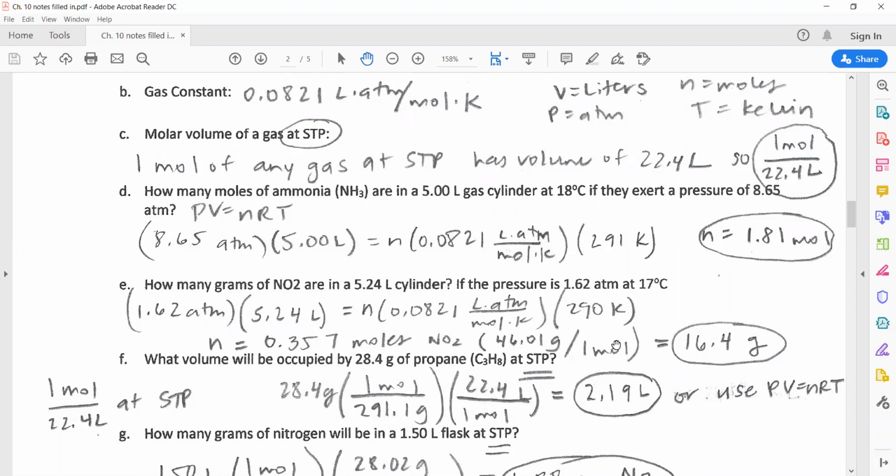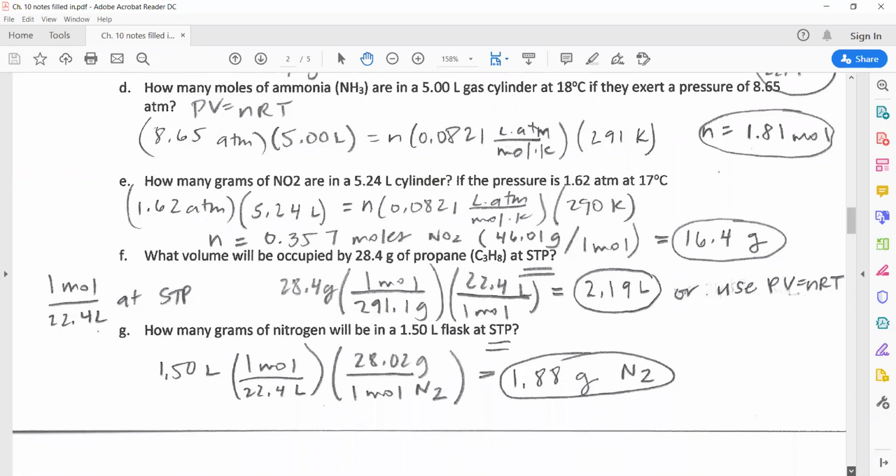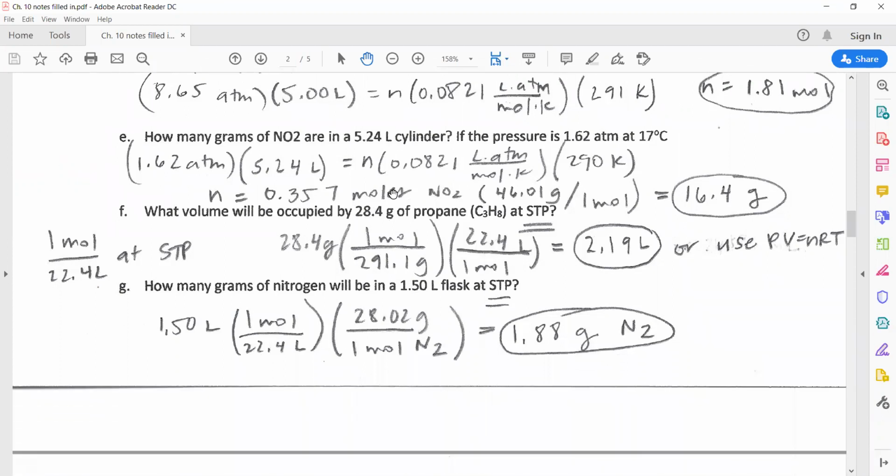So hopefully you can tell here moles are canceling because they are top and bottom. You multiply these two numbers and you're left with 16.4 grams. Here, what volume will be occupied by 28.4 grams of propane at STP?